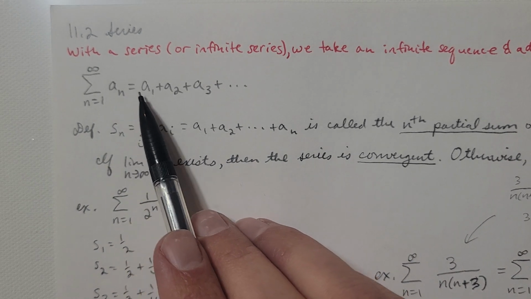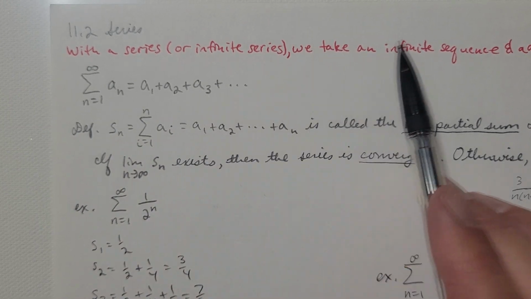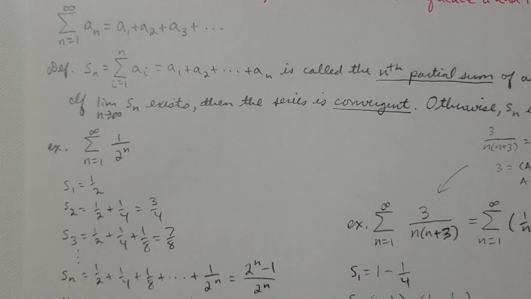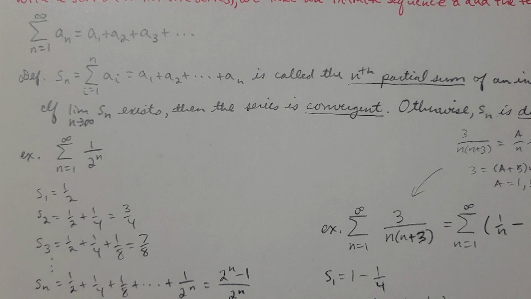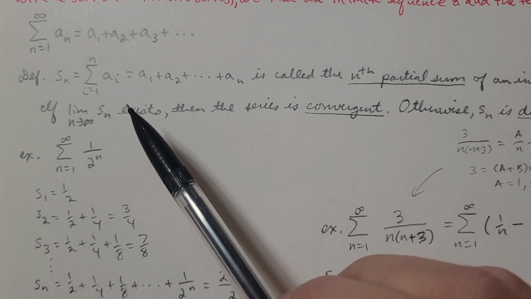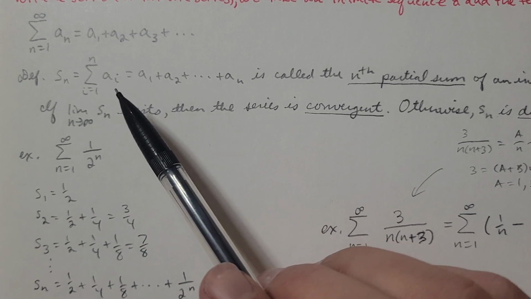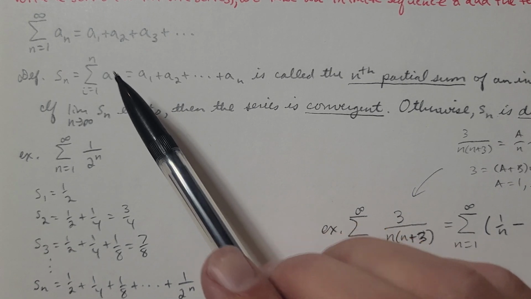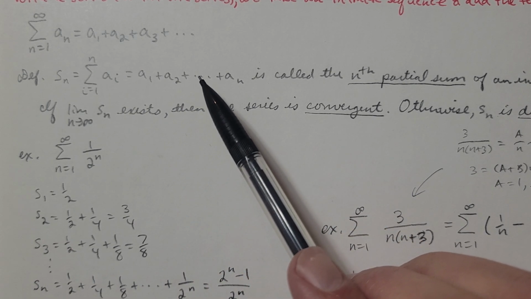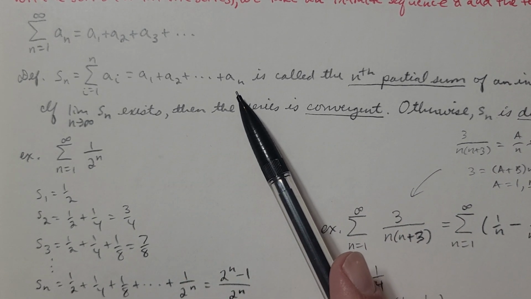So when n is 1, a sub 1 is the first term. When n is 2, a sub 2 is the second term. When n is 3, a sub 3 is the third term, etc. Okay. Now there's a definition there. Next, it says that s sub n, which is equal to the summation as i equals 1 to n of a sub i, that's a sub 1 plus a sub 2. So all I'm doing is replacing the index i with counting numbers, starting at 1 and ending at n. So plus a sub 2 plus a sub 3 plus etc. And I'm ending at n, so the last term here is going to be a sub n.